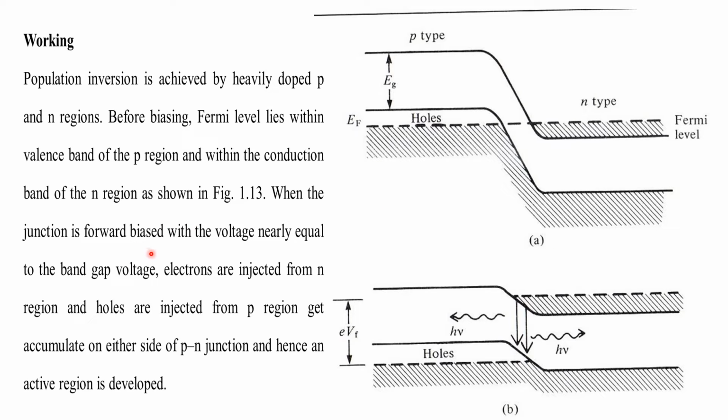When the junction is forward biased with a voltage nearly equal to the bandgap voltage, electrons start injecting from the n-type to the p region, and holes from the p region are injected into the valence band of the n region, and the active region will be found on either side of the p-n junction region.